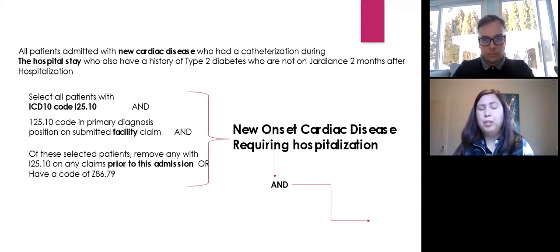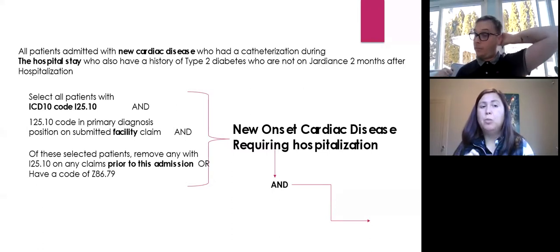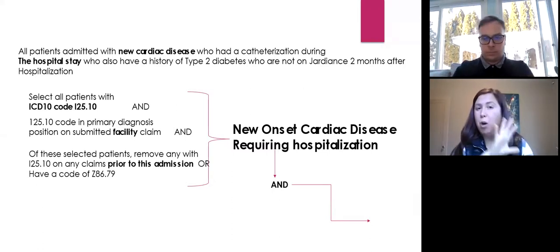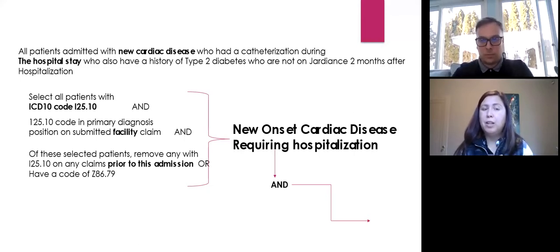So remember what I said, we're going to use the diagnosis codes system to design our algorithm. That's one component. So we're now ready to use the diagnosis codes. We're going to define new onset cardiac disease requiring hospitalization with claims data. So we're going to go through all those 70,000 diagnosis codes, and we're going to pick the codes that correlate with cardiac disease.